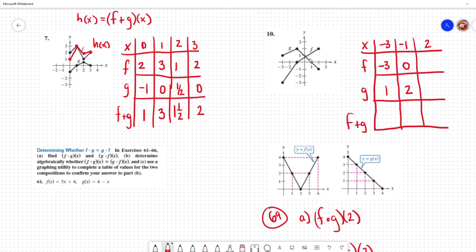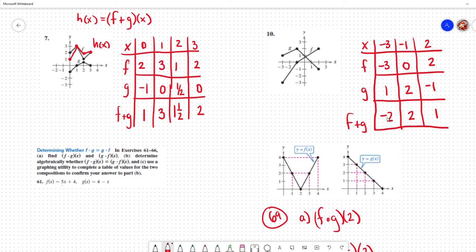Then finally at 2, we see F is at 2, and G is at negative 1. So now we'll add F plus G. So negative 3 plus 1 is negative 2. 0 plus 2 is 2. And 2 and negative 1 is 1. All right, now we graph. So what is H going to look like?